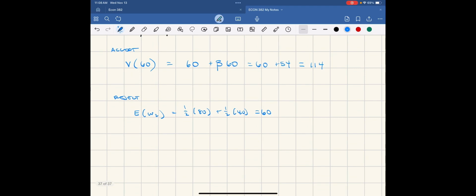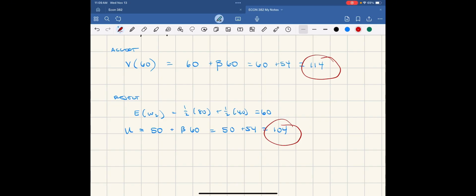So therefore, the utility that they would get would be $50 in the first time period, because they reject the offer and get the unemployment benefit, plus beta times the expected value of wages in the second time period, which is 60. So this is 50 plus 54, which is equal to 104. And so it's clear to see that the individual is better off by taking the offer than they would be rejecting the offer, taking unemployment benefits, and searching again.